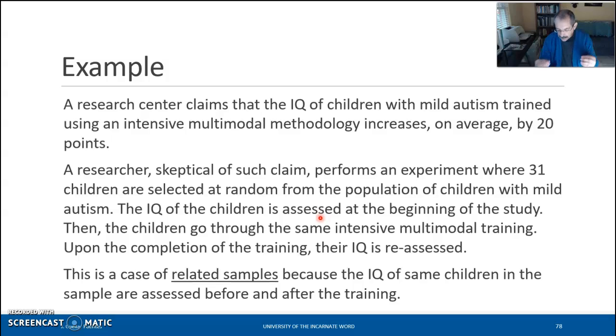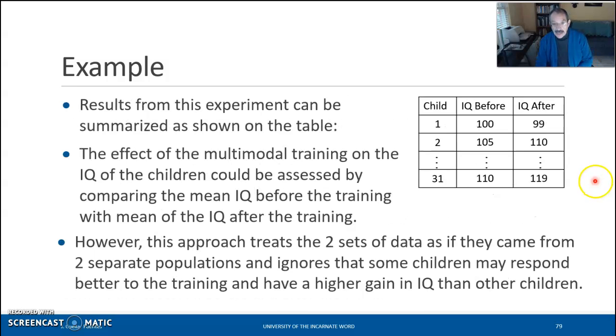So this is a clear case of related samples. You may say, why? Well, because the sample is of 31 children, and the children are measured before and after this training. So it's the same subjects from the same population, but they are measured at two instances or after some intervention. So these samples are related, and they are related by the individual on which the measurements are taken. In this case, you can see that the results of an experiment like this will show two columns, the IQ before the training and the IQ after the training.